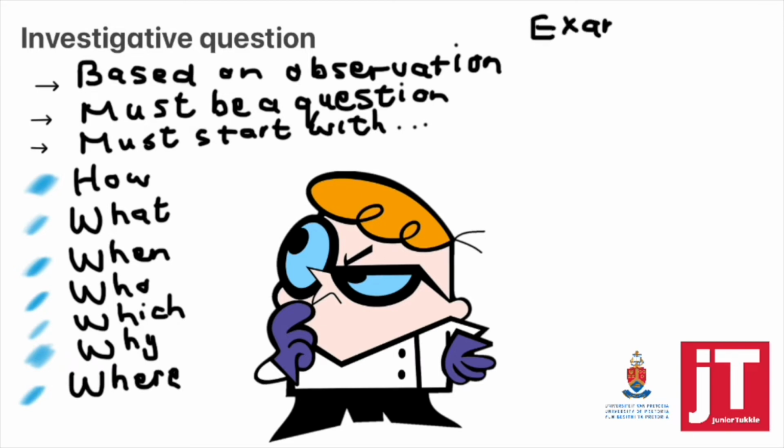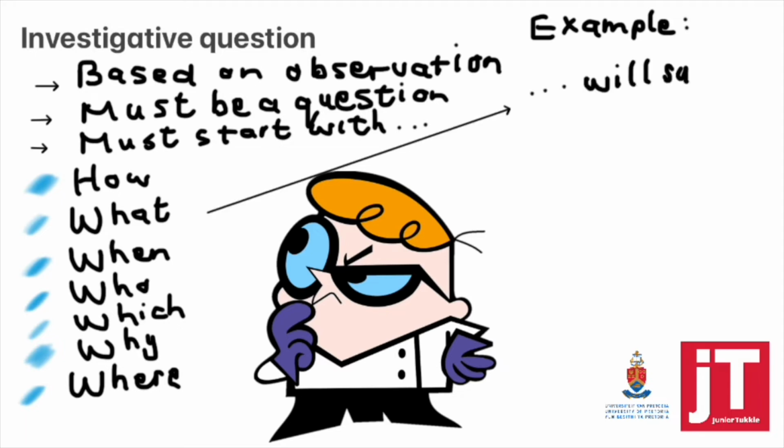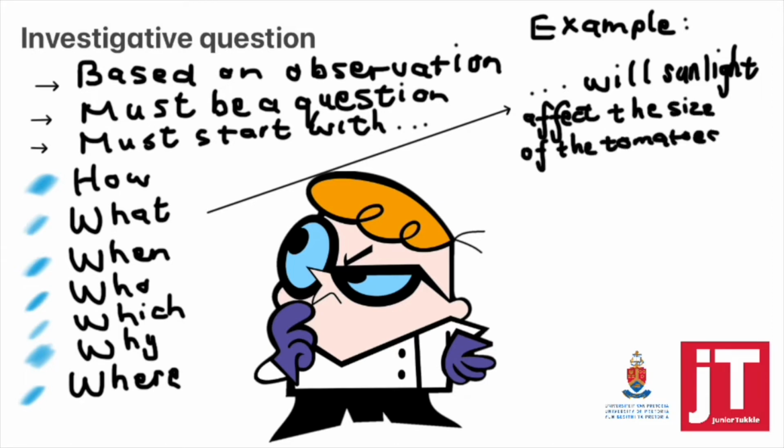So let's move back to my example. Again with the size of the tomatoes. And I have to change my observation into a question. So let's have a look. Again, you can use any of the given formats that was allocated. So I would use, for example, how will the amount of sunlight affect the size of the tomatoes? Or will sunlight have an effect on the size of the tomatoes? Or even why will sunlight affect the size of the tomatoes? So again, formulate your question so that it sounds correctly, so that it fits perfectly to your observation.